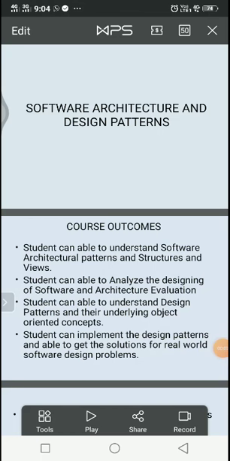So, first of all, I want to say one thing. This is not a new subject. This is an extension of software engineering, because the subject is completely related with two subjects, that is software architecture and design patterns. Okay, and the subject is completely related with software engineering. So, this is not a new subject. In the case of software engineering, we also know about that.